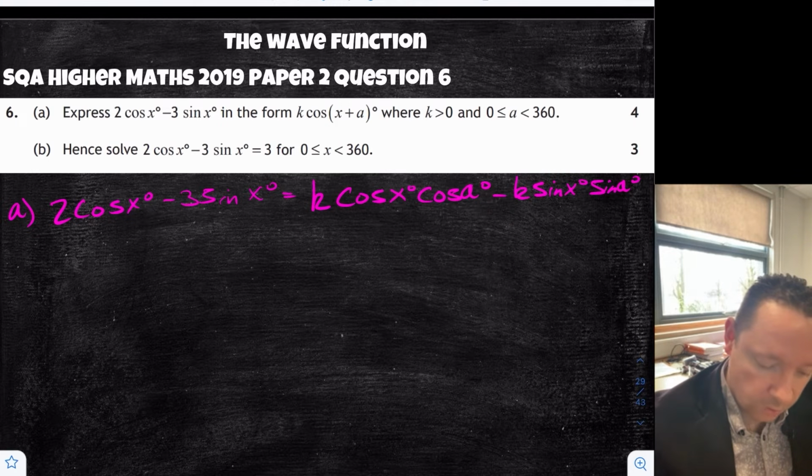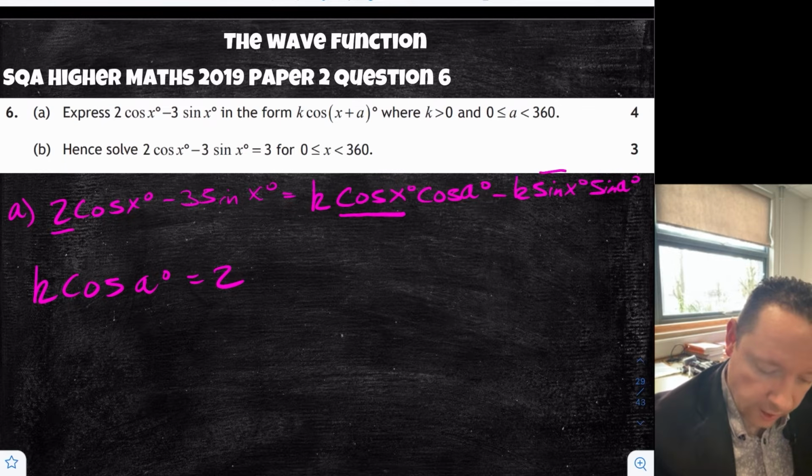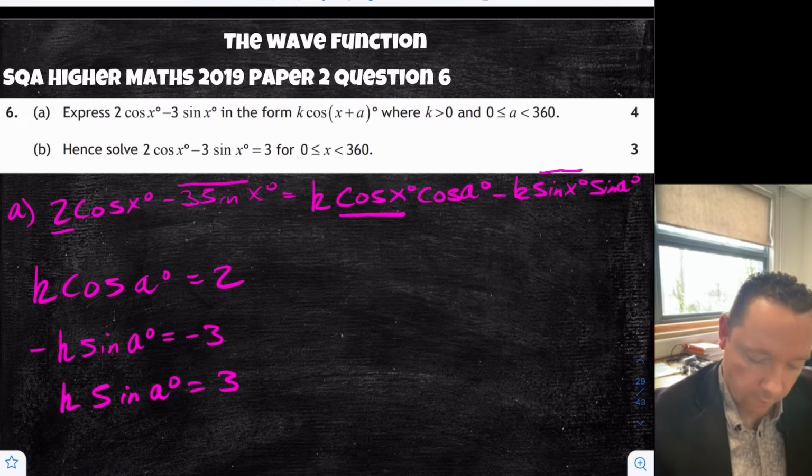So looking at what's attached to cos x on this side, I've got k cos a. And that's attached to cos x on this side by 2. And then on the other side, what's attached to sin x is minus k sin a. And what's attached to sin x on this side is minus 3. Or you could have just written k sin a is equal to 3, because minus minus on both sides. Okay, so we don't really need that one anymore.